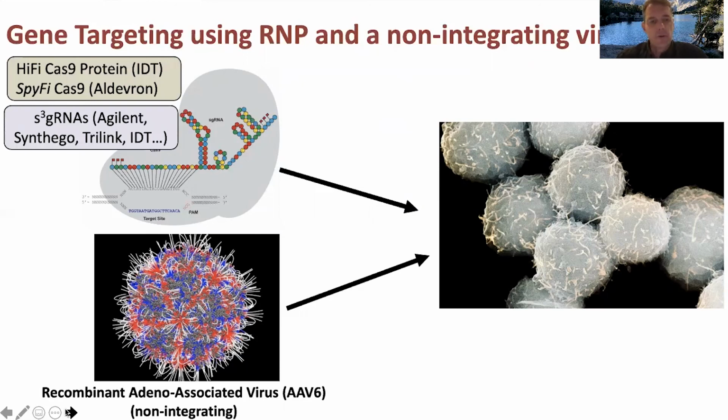And then we deliver the donor template using the non-integrating adeno-associated virus serotype 6. And in this way, this virus has evolved ways of delivering its nucleic acid content to the nucleus of cells without being detected.